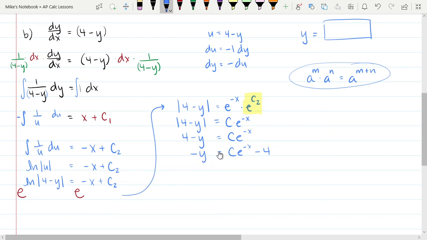And then finally I can divide by a negative 1 or multiply by a negative 1. And I get y equals 4 minus c e to the negative x.